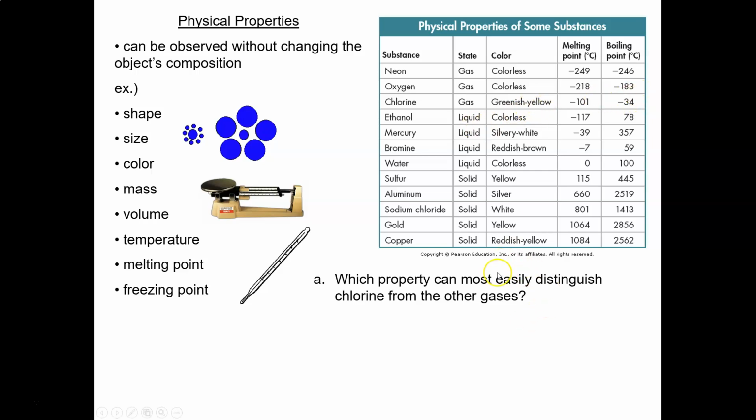So if we want to easily distinguish it, it seems obvious. Between the three gases on this list, color seems to be the easiest way, because the other two are colorless. This is the only one that has color out of these three gases. Yes, we could have used a melting point, but that would be a lot harder to do, because we would have to have some solid chlorine, and then we would have to melt it and see what temperature it melts at, and so on and so forth. That'd be a lot harder.